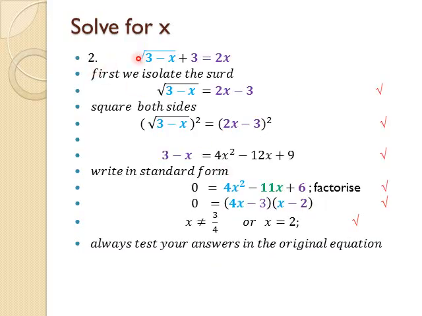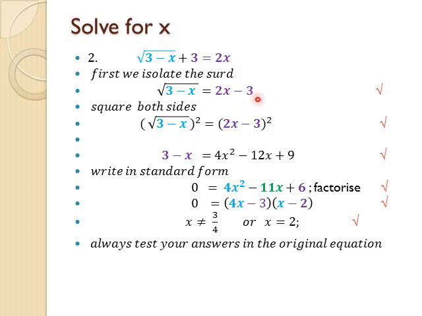Alright, so in problem number 2, I have square root of 3 minus x, plus 3, equals 2x. The surd is not alone, so I have to isolate the surd. So I take plus 3 over, becomes minus 3. Now I have the surd alone. 1 mark for isolating the surd. Now I can square both sides. So if I square the square root of 3 minus x, it becomes 3 minus x.